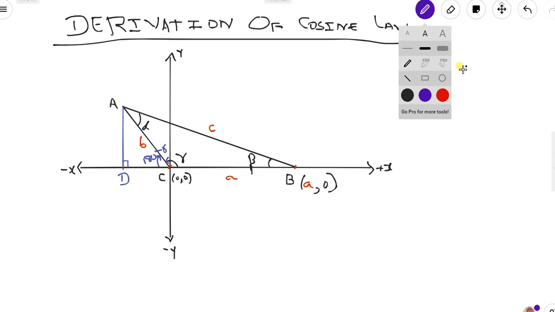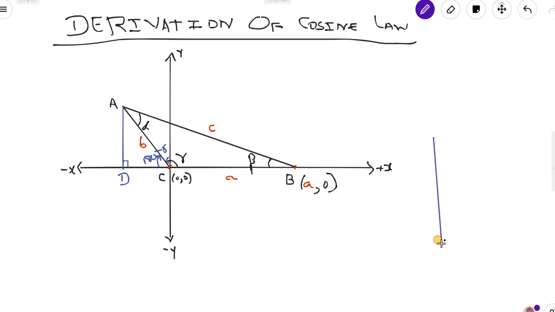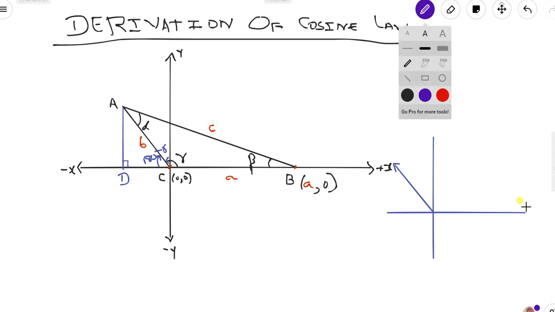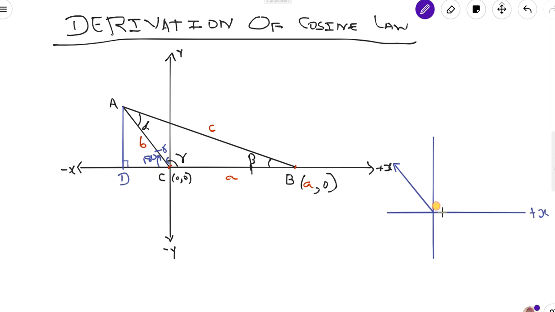we need to find out here the inclination of a certain vector. For example, we always prefer the inclination with respect to the positive x-axis. If this is a certain line segment, if I just use it as a vector, then you see that this is a positive x-axis, and we always represent its inclination with respect to the positive x-axis.